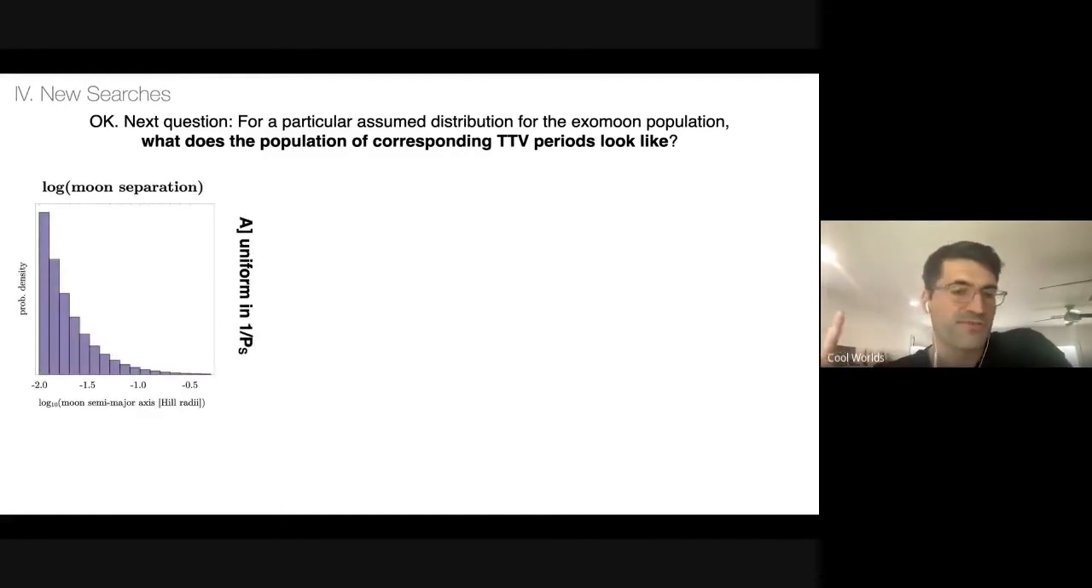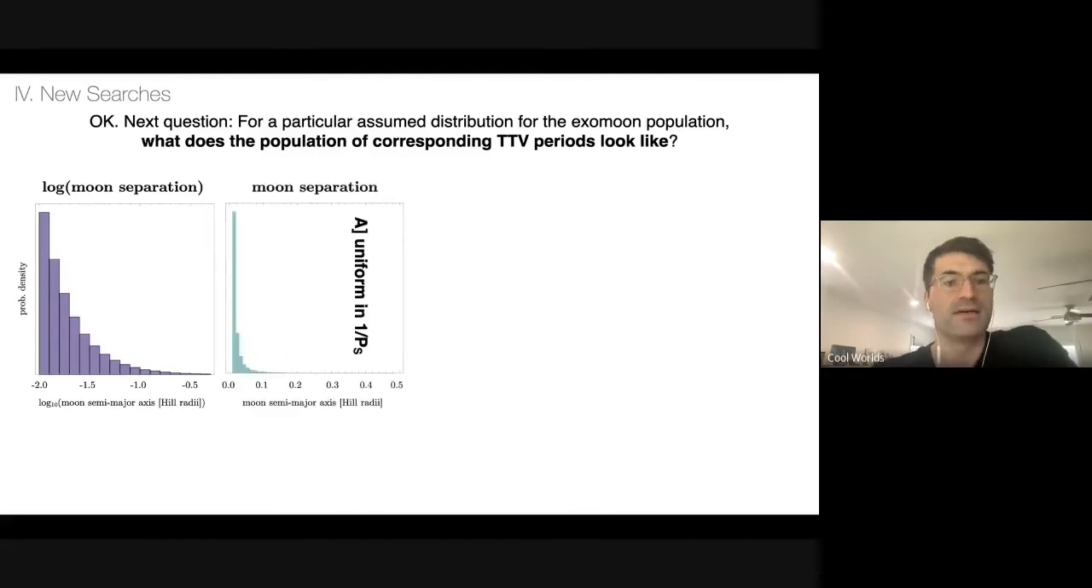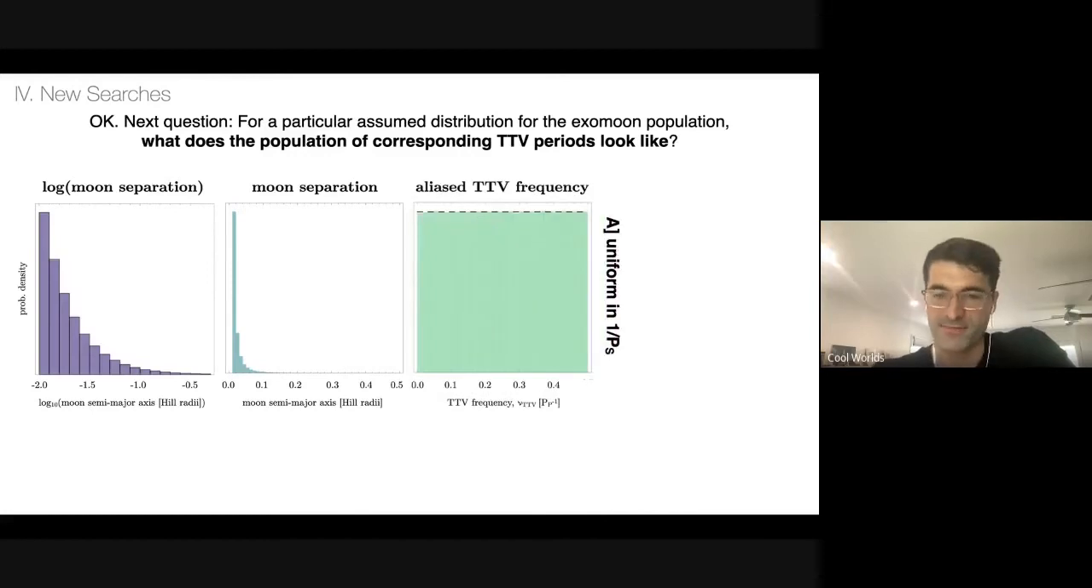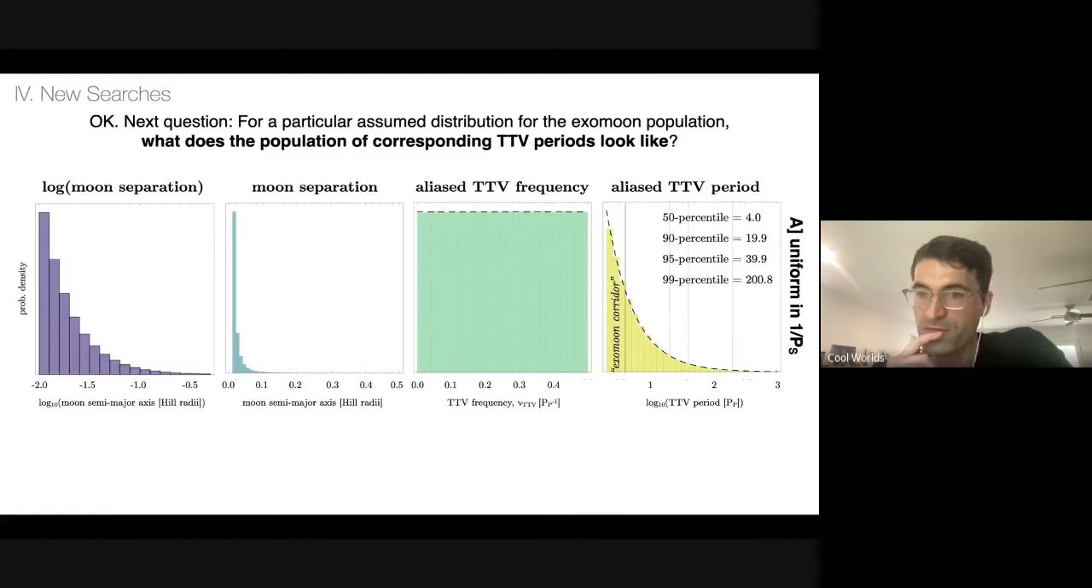Just for fun, let's assume they're uniformly distributed in 1 over the satellite period. So we have a pileup of short period moons. That's basically what I'm doing. That's the moon semi-major axis. That's the frequencies that we would get for the TTVs. Pretty uniform, and that would be the period of these TTVs. It kind of almost looks like an exponential.